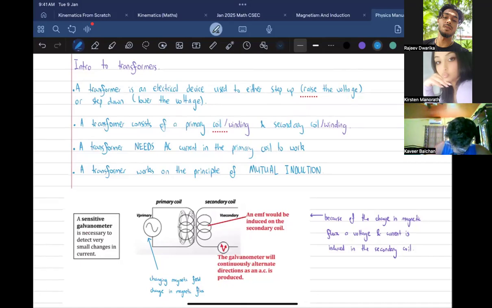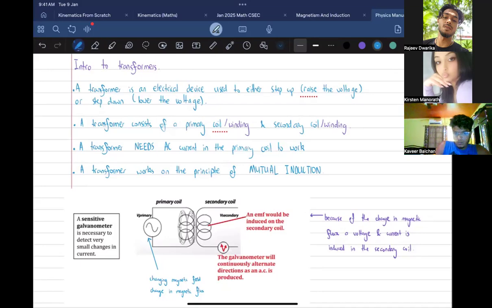Right. So Justin, let me go over the concept one more time. Do you think a transformer will work if it has direct current? If you supply direct current to the primary coil, will you have a change in magnetic field? No. So will induction take place? No. What do you need for induction to take place? Alternating current. Well, besides alternating current, what's the main thing you need?